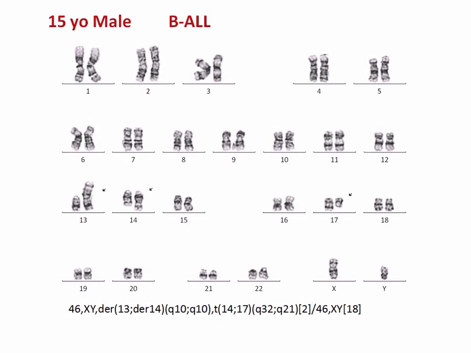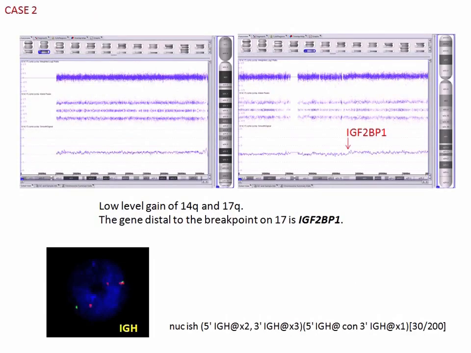But we also could tell that this is likely unbalanced because we have two copies of the derivative 14. So even though it's only in two metaphases, perhaps the array will tell us who's the partner on 17, because it's an unbalanced translocation now. So here's the IGH FISH just to prove that we did have a break apart of IGH and we had two copies of the red probe for the break apart region. So it is confirming that it's an unbalanced translocation.